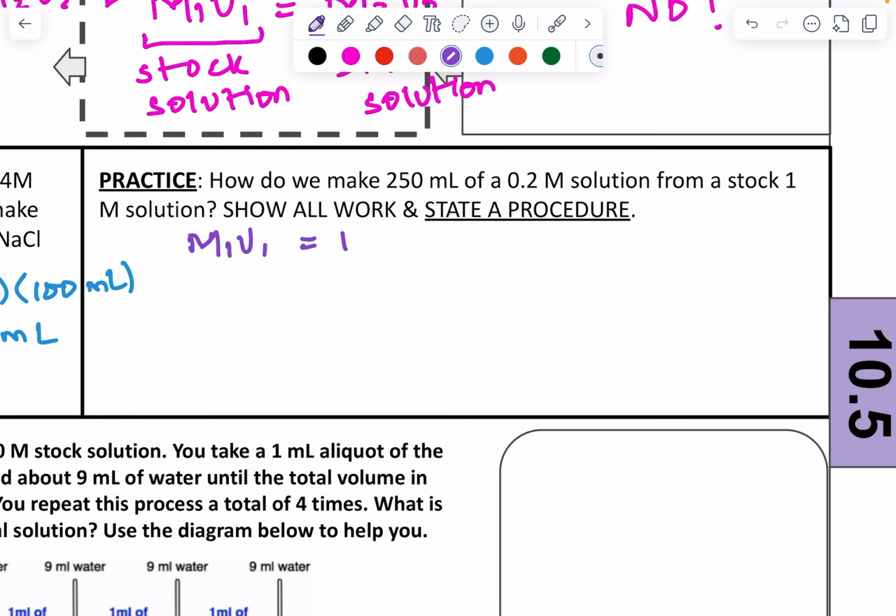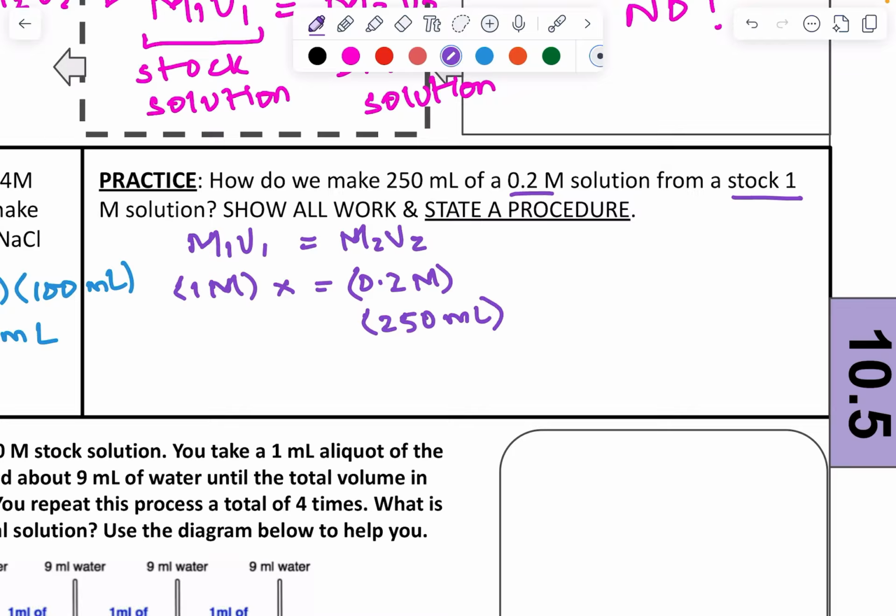So here's my M1V1 equals M2V2. M1 is, remember, it's supposed to be the stock solution, so the concentration of the stock solution is 1. We need to figure out the volume of this. The concentration of my diluted solution is 0.2, and we multiply this with 250 milliliters. So 0.2 times 250 divided by 1, that gives us about 50 milliliters.